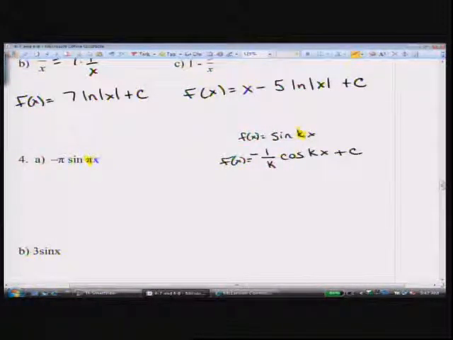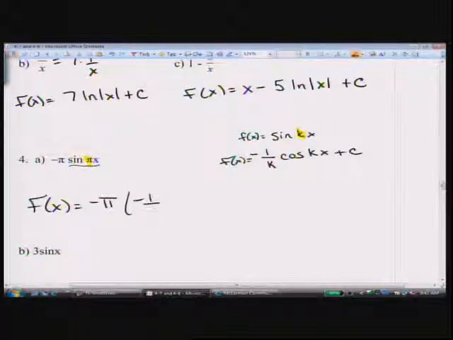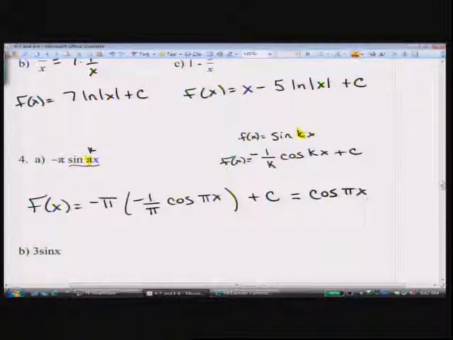Okay? Now this negative pi is just tagging along. So you're just going to let that negative pi tag along. So this will be negative pi. And now let's just think of the antiderivative of sine pi x. Well, it is negative 1 over k, where the k is pi, cosine pi x, or kx, which will be pi x, and then plus c. And then we can notice here our negatives cancel and our pi's cancel, so we get just cosine pi x plus c. You see how I didn't let this pi at front bother me at all. I just let it tag along, and then I cleaned it up at the end.